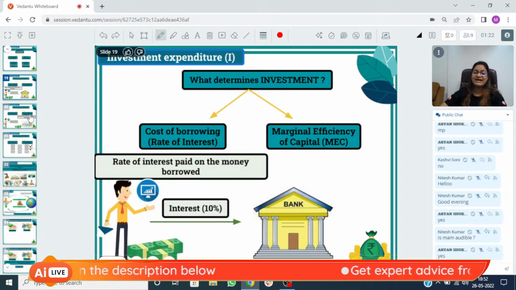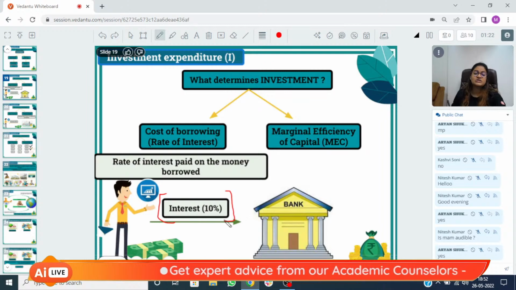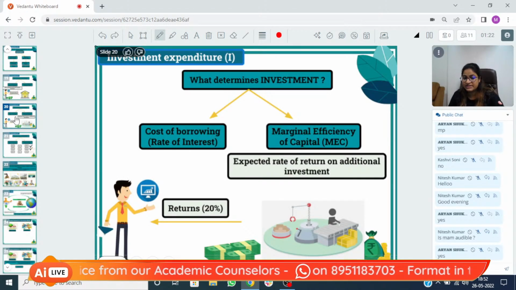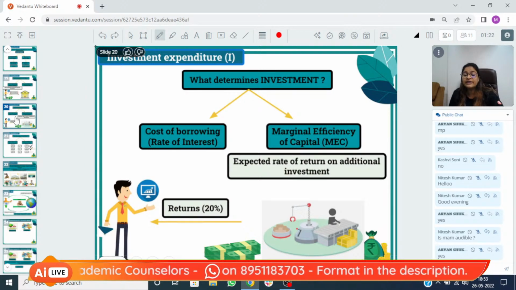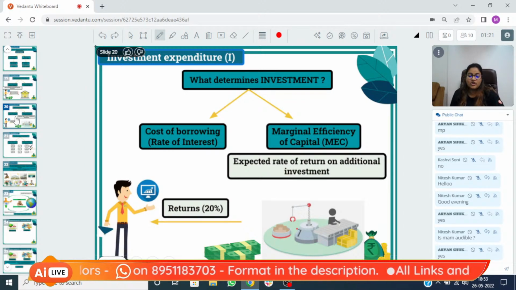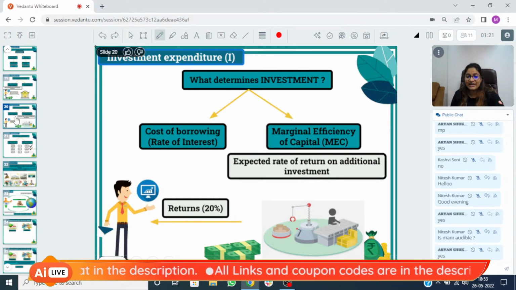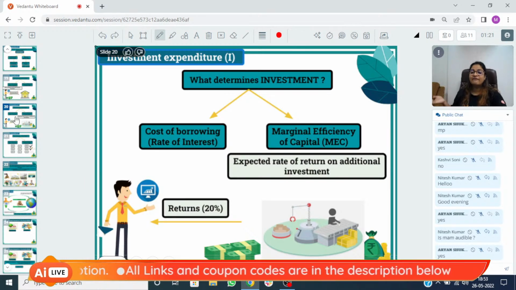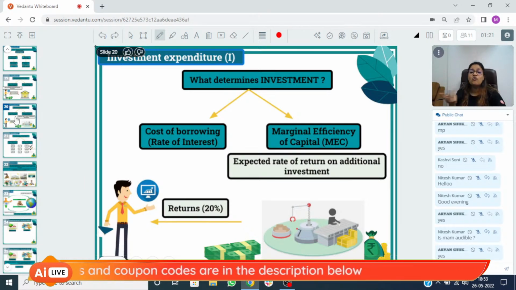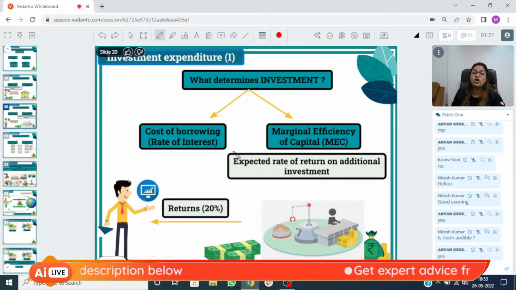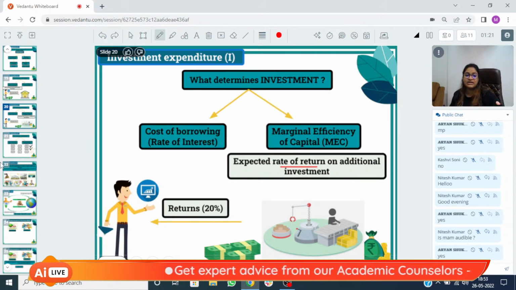So let us say the bank has given you loan. In return, the bank is charging you interest. This is the cost of borrowing. In return, when you will invest this money in the business, this money will earn returns for you. Correct? When you will make stock, you will sell the stock, you will earn money. That is marginal efficiency of capital, which means every additional capital, how much efficiency is it giving you? That is the expected rate of return, is nothing else but marginal efficiency of capital.